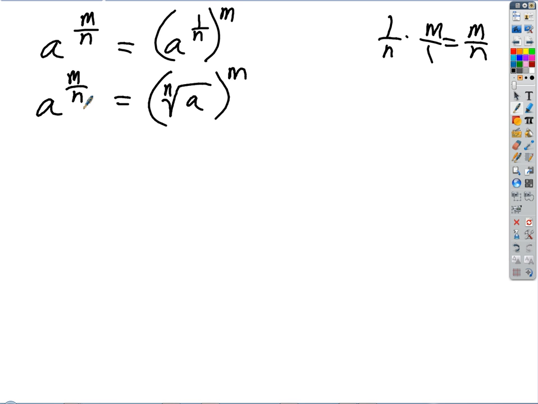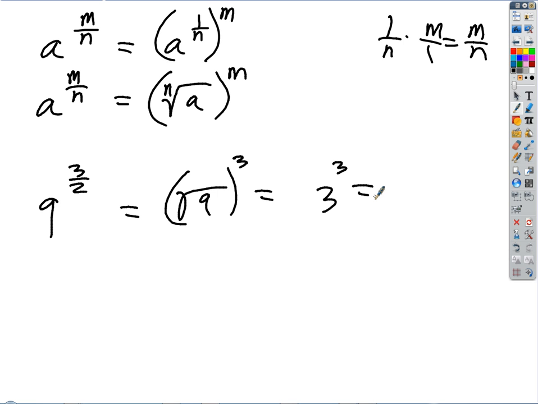For example, if I want to take a number like 9 to the 3/2, I always want to start with the bottom. It seems like maybe we wouldn't want to, but we do. We want to start with the 1/2 part, and we want to think of that as being the square root of 9, because that's what 9 to the 1/2 is, right? The square root of 9 cubed. What is the square root of 9? 3. So that's just 3 cubed, which is what? 27.